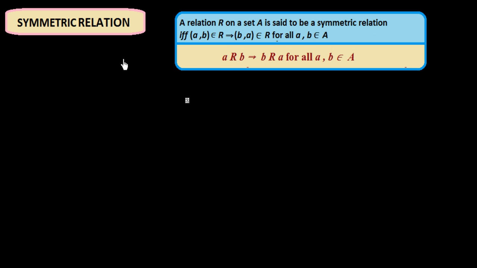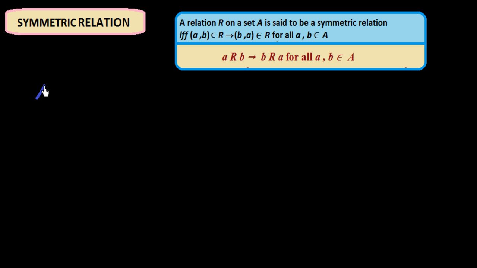Now look at the symmetric relation we study now. A relation R on set A is said to be a symmetric relation if (a, b) belongs to R and (b, a) belongs to R for all a, b belongs to A. In other words, we could say that a R b implies b R a for all a, b belongs to A. So I explain this.